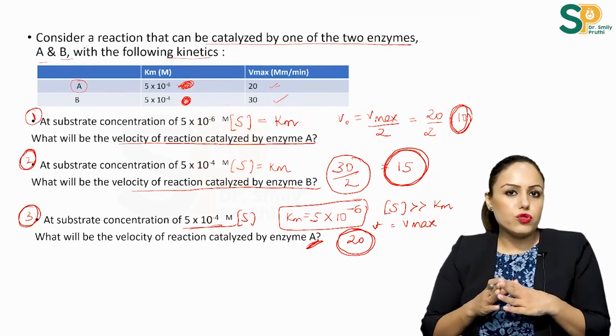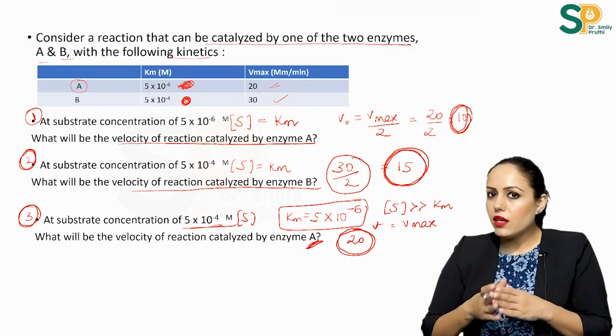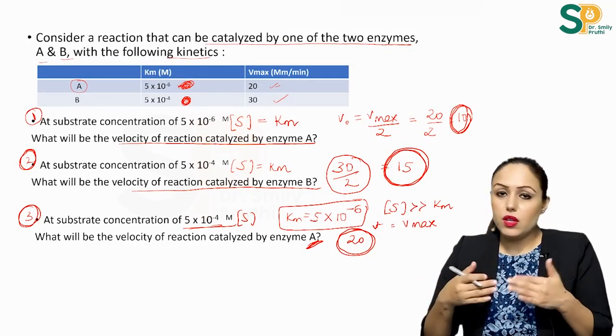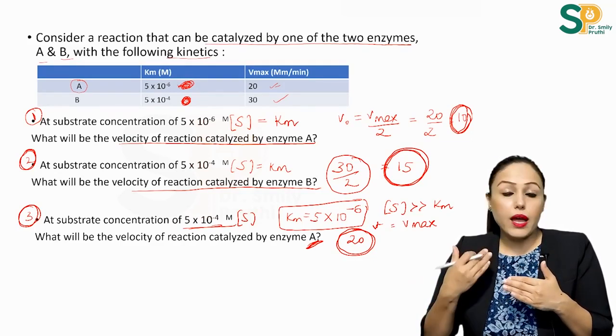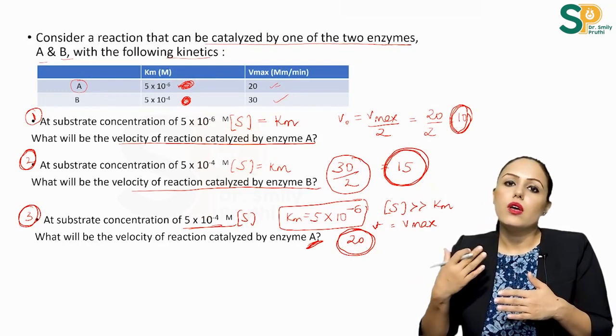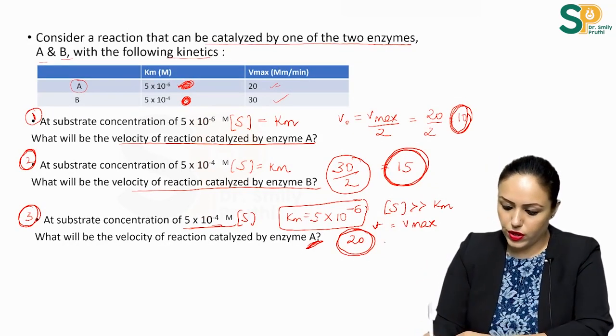So when substrate concentration is more than Km, then velocity is equal to Vmax, and this is the maximum velocity possible. It is not dependent on further increase of substrate concentration. Okay, so the answer is 20 here.